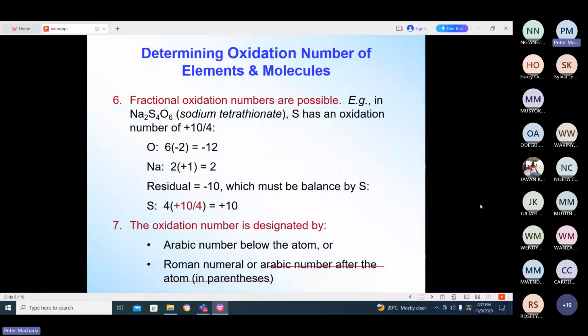Now, usually when we are giving the oxidation state of an element, we designate it in Roman numerals after the atom. For example, if we want to say sulfur is +6, then we'd say sulfur VI, isn't it?